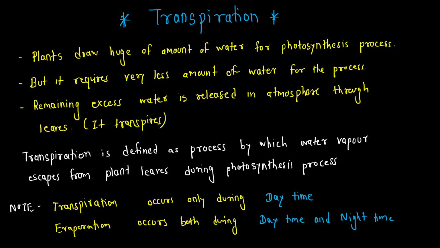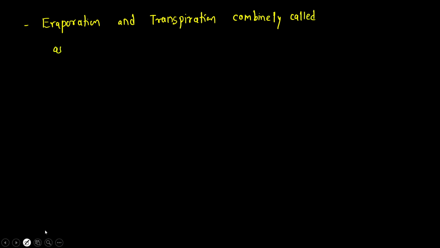So now, as I have told you in the previous classes, many times evaporation and transpiration are used combinedly. Okay, so evaporation and transpiration combinedly are called as evapotranspiration. Okay, so I hope it is clear. So about transpiration, we have seen the basic things: what is transpiration, how it is occurring, and the proper definition of it. There is one instrument which is used for the measurement of transpiration.